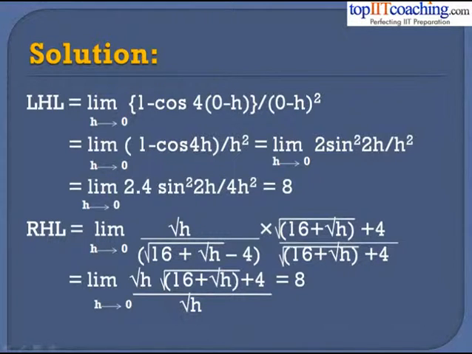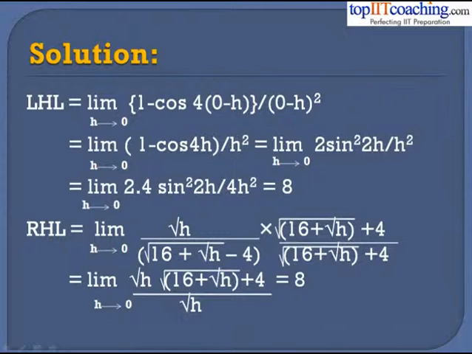Now, similarly, we'll try to calculate the right hand limit. It is equal to the limit as h tends to 0 of root of h divided by (root of (16 plus root h) minus 4). Now, what we are going to do is we are going to rationalize it. So we multiply and divide this expression by (root of (16 plus root h) plus 4). Now, this becomes root of h into (root of (16 plus root h) plus 4) divided by root h. Now, root h and root h get cancelled, and when we put h equal to 0 in this expression, we get the value as equal to 8.